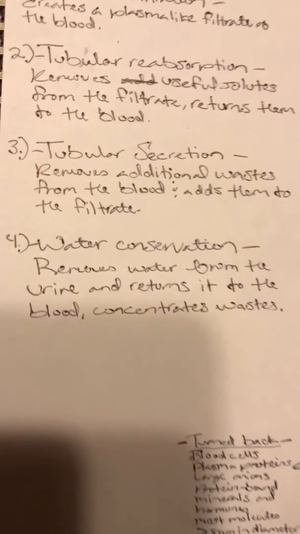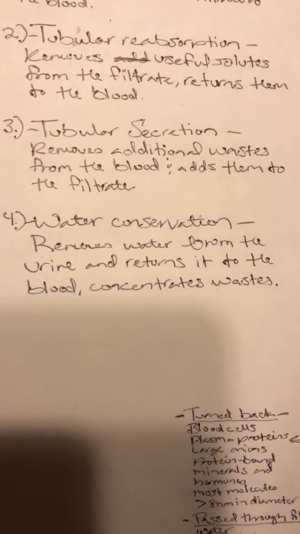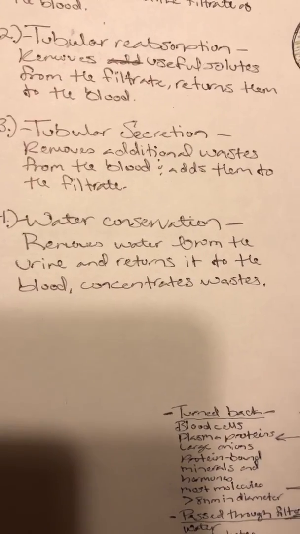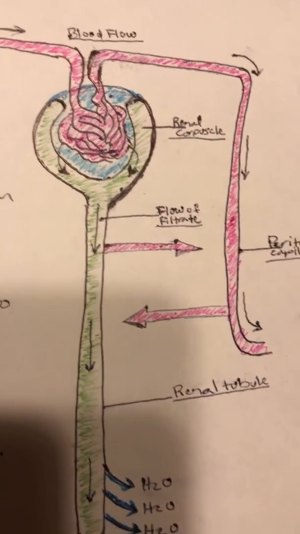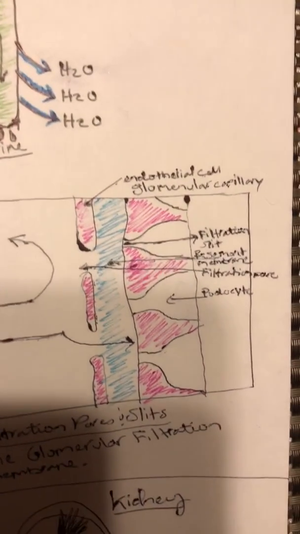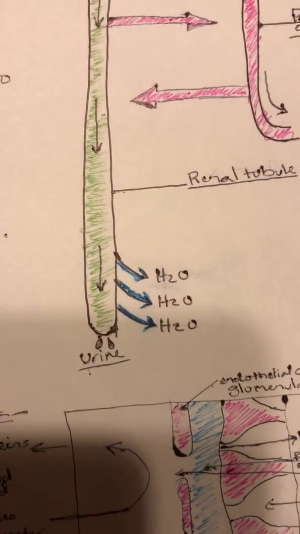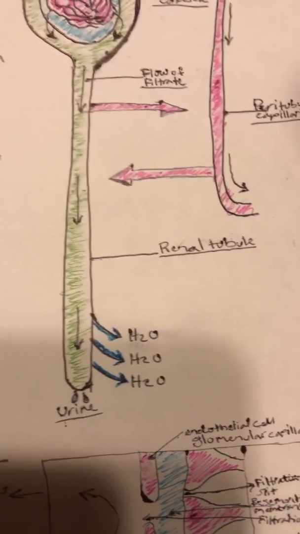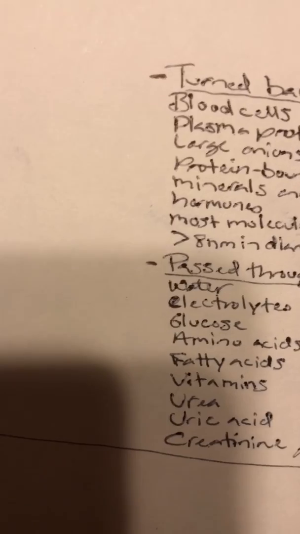And then we've got the third step, which is tubular secretion. It removes additional waste from the blood and adds it to the filtrate. Tubular secretion attracts chemicals from the blood and secretes them into the renal tubules. This process makes sure any toxic materials that didn't make the first filtration process, or anything that is too big to pass through the filtration membrane, can be removed through the tubular secretion.